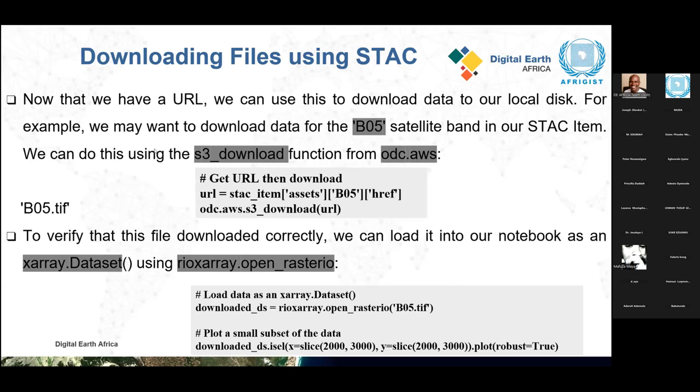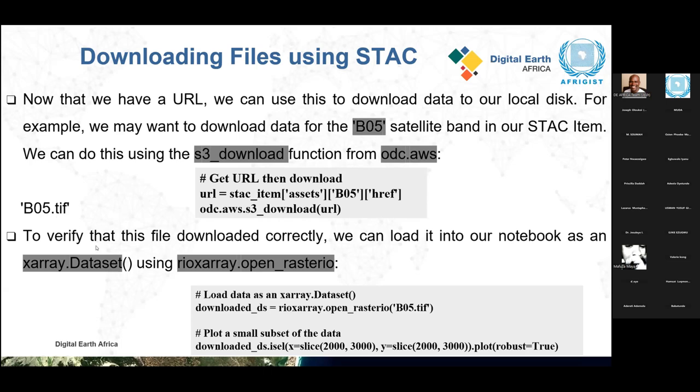Now, downloading the files using the stack. Now that we have the URL, we can use this to download data to our local disk. For example, we may want to download data for the B5 satellite band in our stack item. We can do this using the s3_download function from odc.aws. In the comment here is get the URL and then download. The URL is here, URL equals stack_item asset B5, and you have the URL. odc.aws.s3_download in brackets URL.